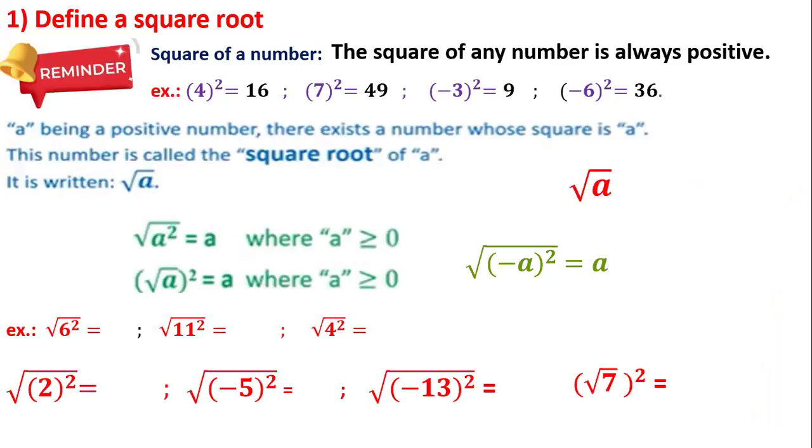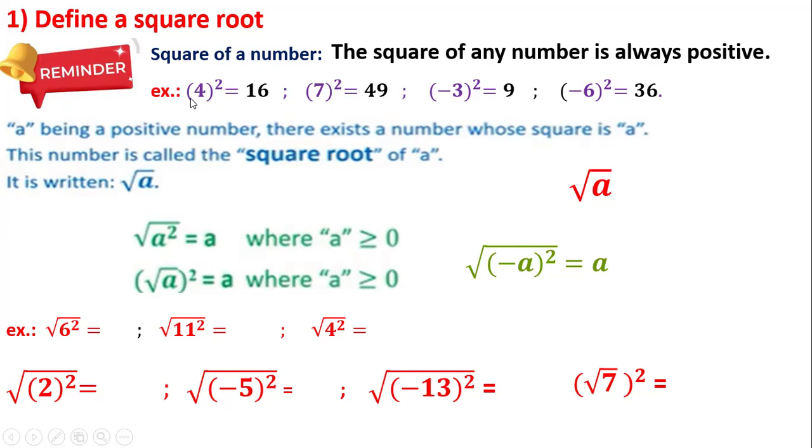Objective number one, define a square root. As a reminder, whenever we talk about the square of any number, it is a number written with a power 2, and its answer is always positive. So the square of any number, whatever the number is, a positive number or a negative number, the answer is always positive. Let me give you examples.